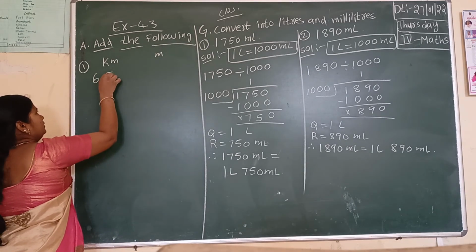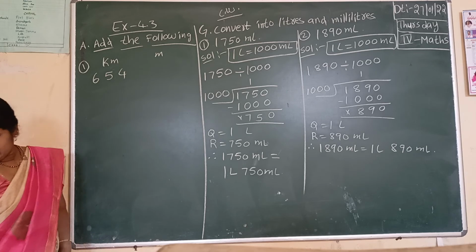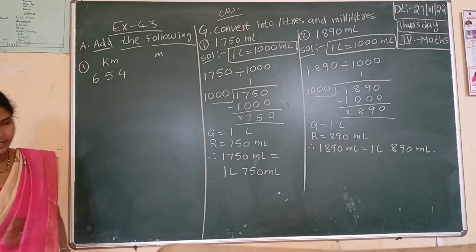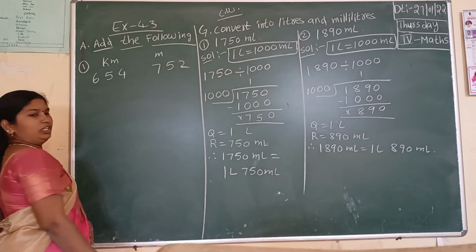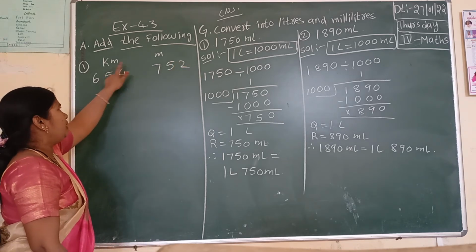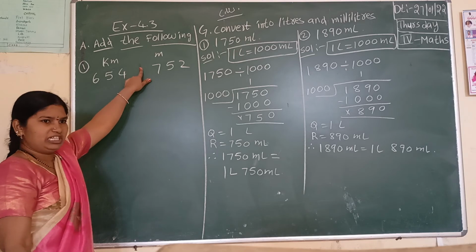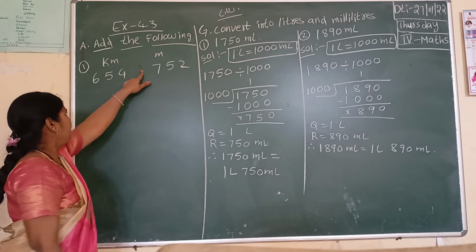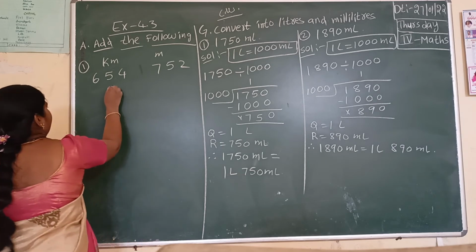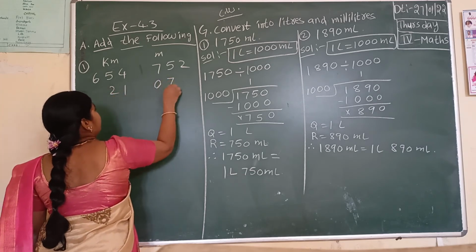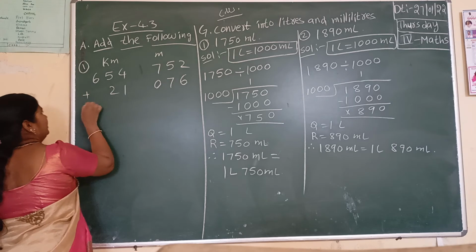654 kilometers and 752 meters. When you are writing in your notebook, between kilometers and meters, you must leave a finger space gap. Okay. Next, the next number is 21 kilometers and 76 meters.